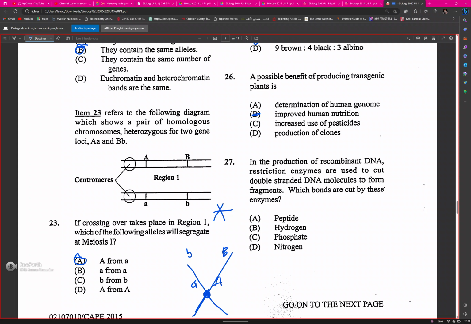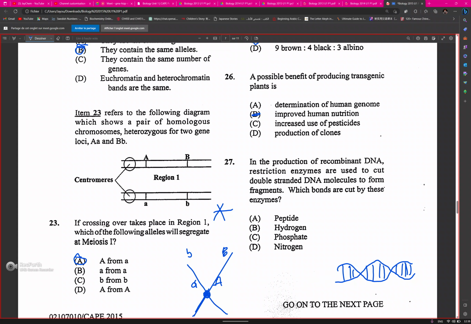Which bonds are cut by these enzymes? Which bonds are cut? Hydrogen bonds. Why? Why would it be that? If we have a double helix of DNA, alright? We have the double helix of DNA. Hydrogen bonds connect vertically in this diagram, right?